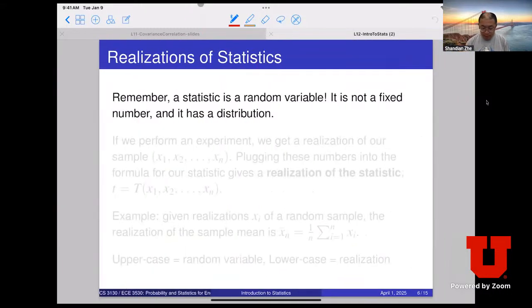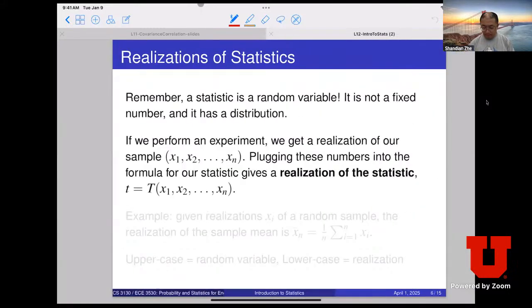Okay, so again, a statistic, no matter how it is defined, is just a function of the random sample, meaning that essentially a statistic is also a random variable. It is not a fixed number. And because it's a random variable, it also has some distribution.